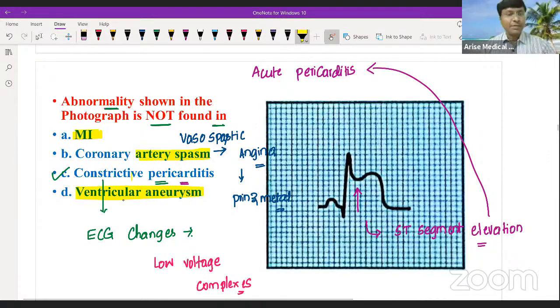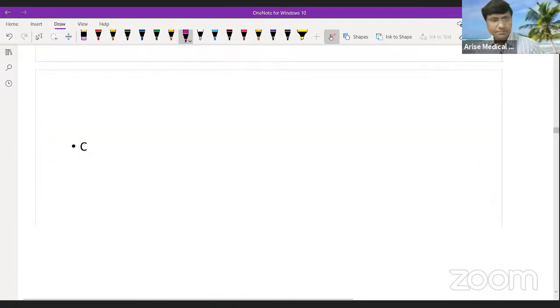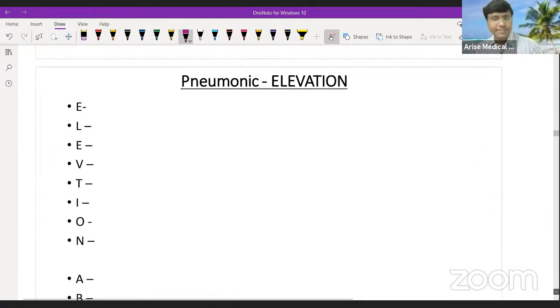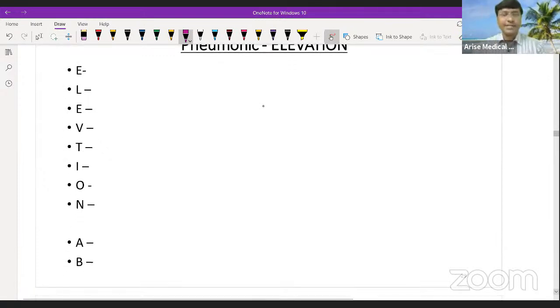Now, ST segment elevation in the ECG is seen in multiple clinical scenarios, not just these four I have discussed: MI, coronary artery vasospasm, ventricular aneurysm, and acute pericarditis. These are the etiologies I have told you about for ST segment elevation. But apart from this, there are many other conditions. Let me tell you. This is a mnemonic for the conditions causing ST segment elevation.